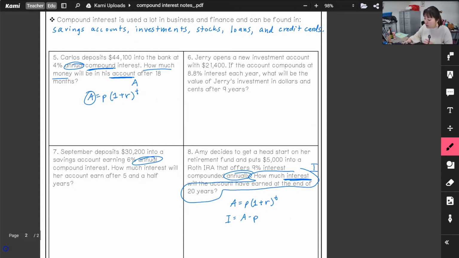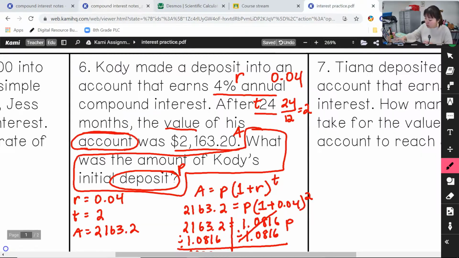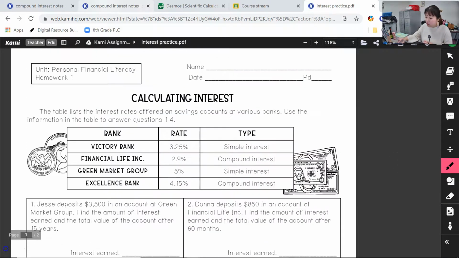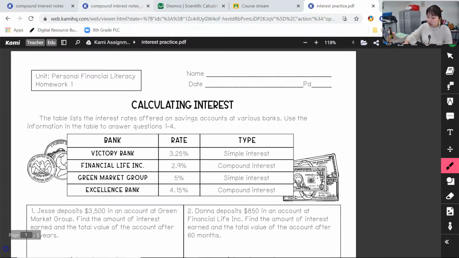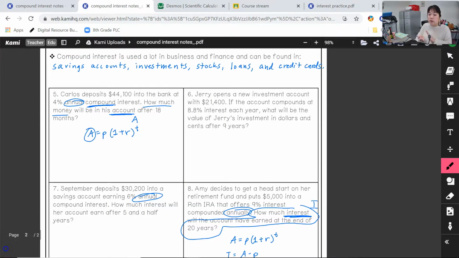I'm going to combine these 4 with that other assignment, this interest practice, as 1 grade. Okay? So you need to make sure that you not only do this assignment, but that you do this one as well, because it's all 1 grade together.